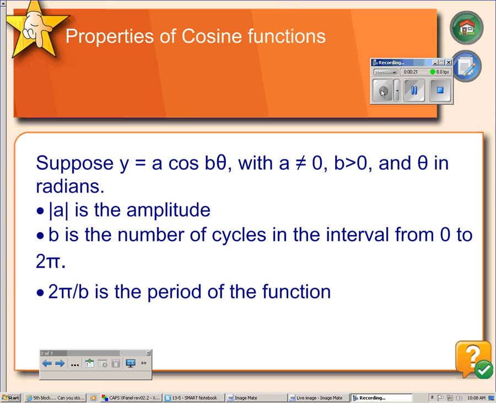The properties of the cosine function are the same as they were for the sine function. So if your equation is y equals a cosine b theta, a is the amplitude, b is the number of cycles in the interval from 0 to 2 pi, and the period of the function can be found by taking 2 pi and dividing it by b.